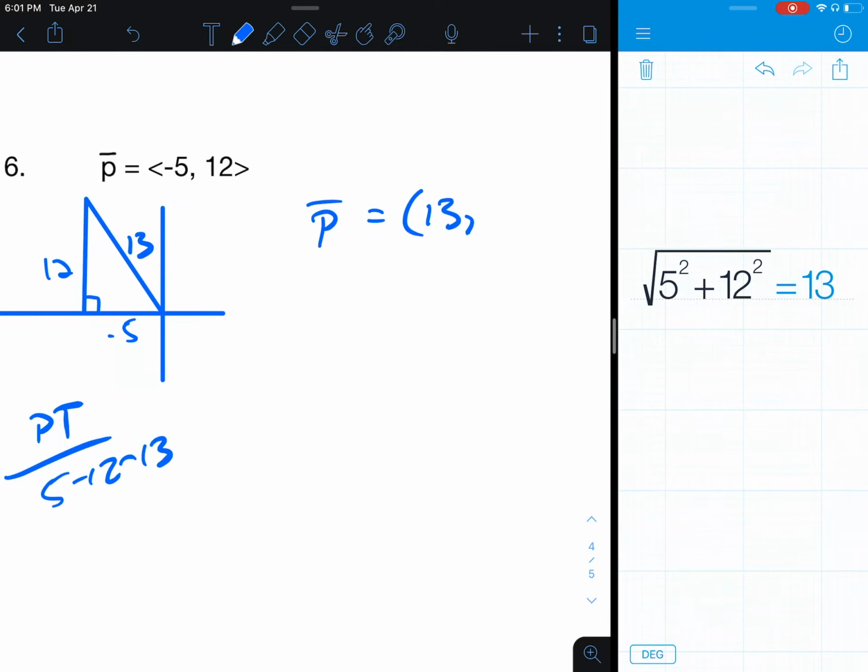Now this angle that we're going to find here for tangent, that's the reference angle. We use y over x, just use the positive versions, figure out what the reference angle is. Theta prime is tangent inverse of 12 over 5.